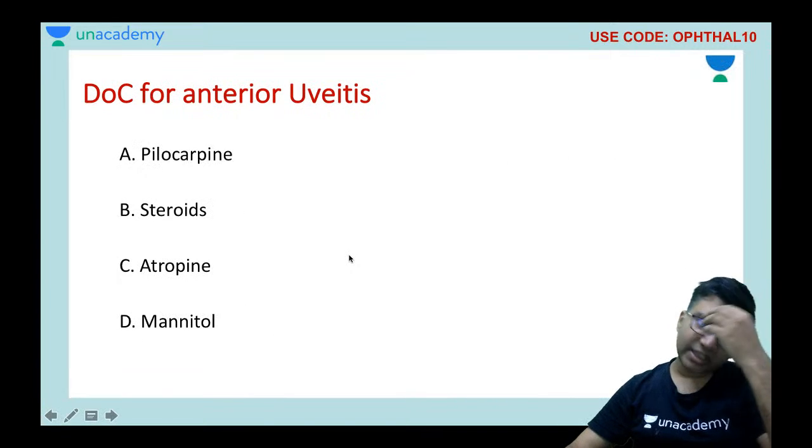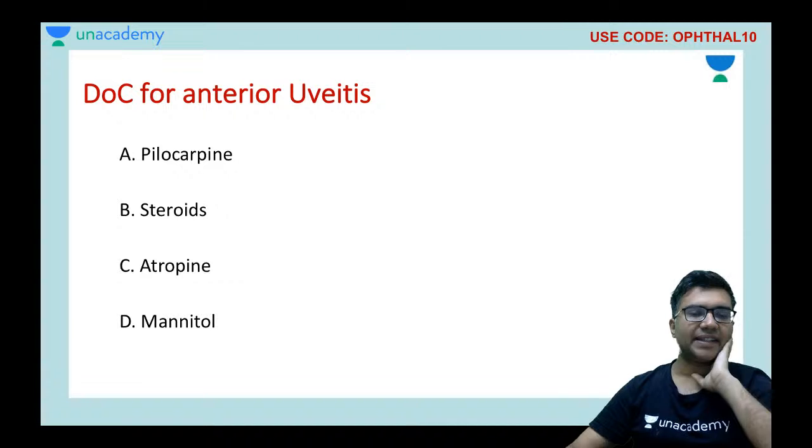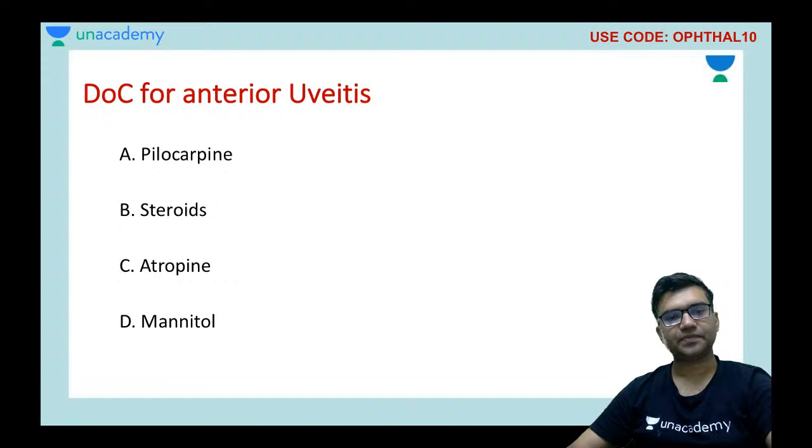Okay. So the next question is drug of choice for anterior uveitis. Your options are pilocarpine, steroids, atropine, or mannitol.